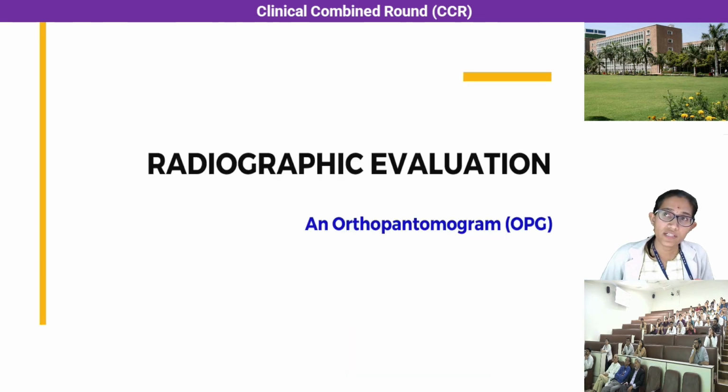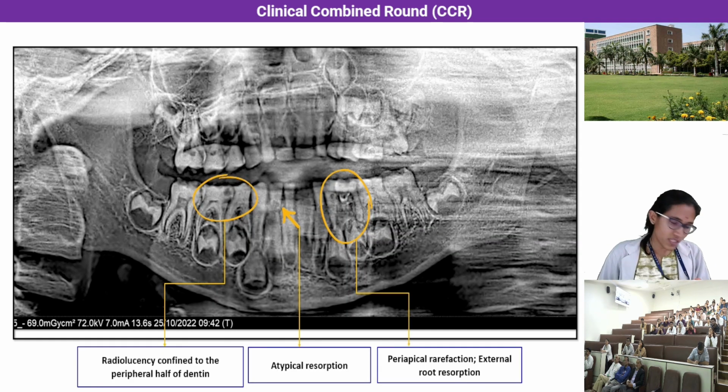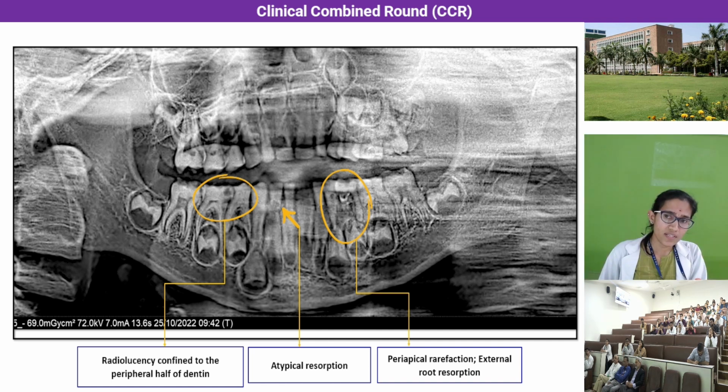Now coming to the radiologic evaluation, where an orthopantomogram was taken, the OPG reveals peripheral rarefaction with external root resorption involving the offending tooth, that is the lower left primary first molar, along with the canine. An atypical resorptive pattern was seen in the lower anteriors, along with radiolucency confined to the peripheral half of the dentin in the second primary molar and proximal regions of the second and first primary molars.